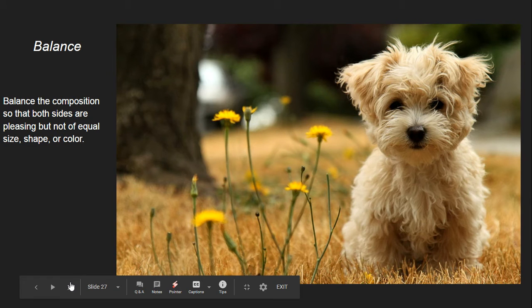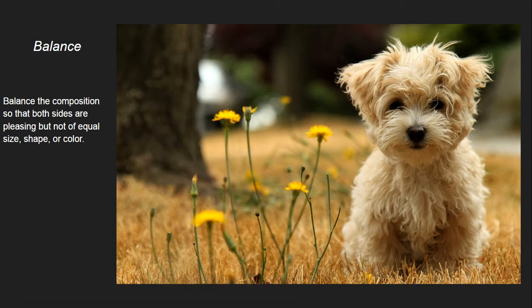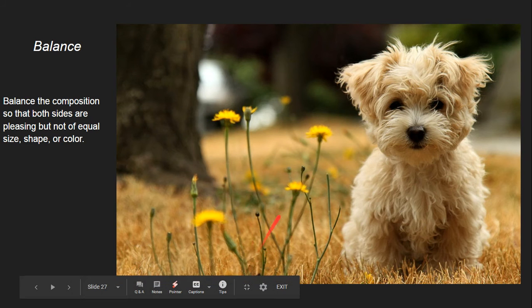And here we go. We have a puppy, little pupper. Balance the composition so that both sides are pleasing but not of equal size, shape, or color. So here we go. I have an intersect line here for the flower. I have an intersect line here for the puppy. The puppy's eyes are actually directly on one of the intersects. Here's my vertical. Here's my horizontal.